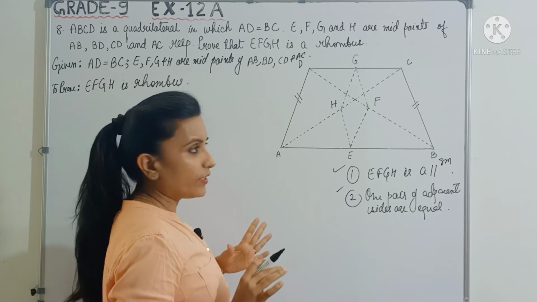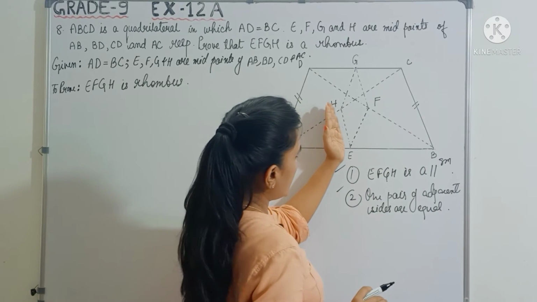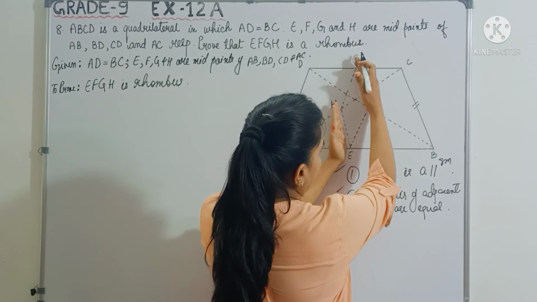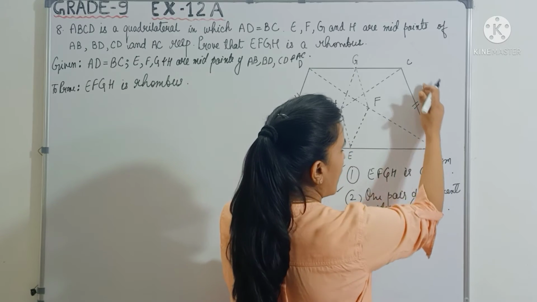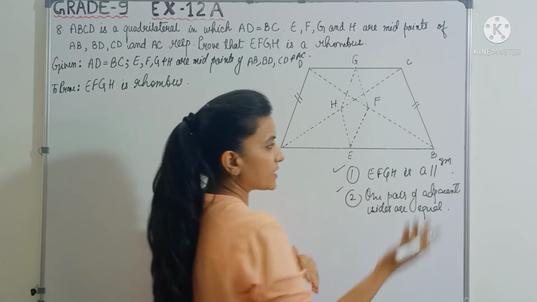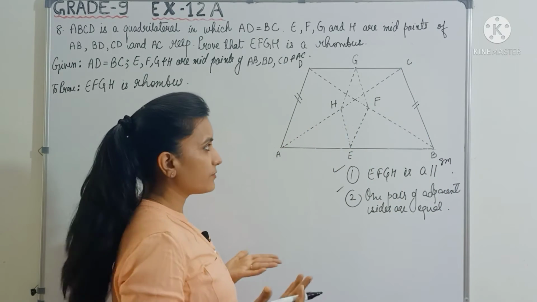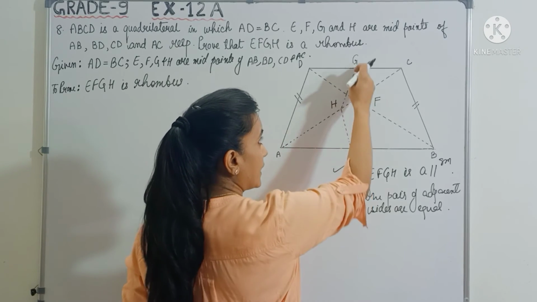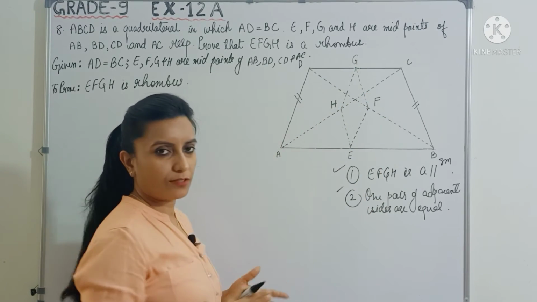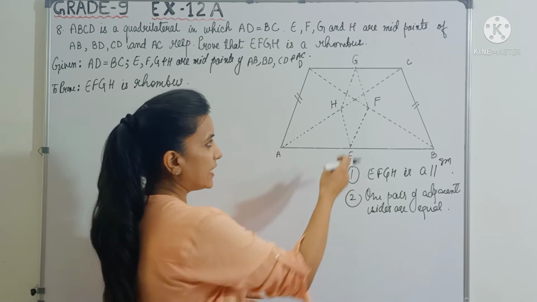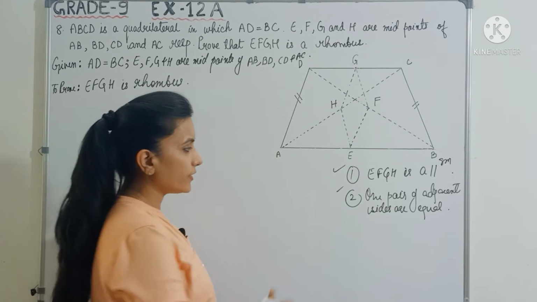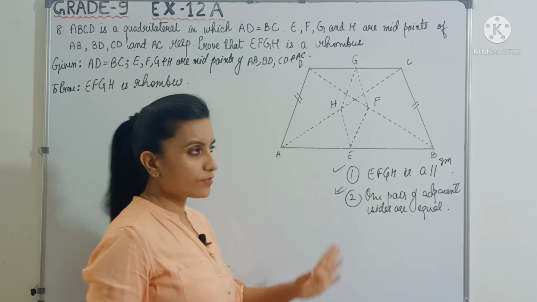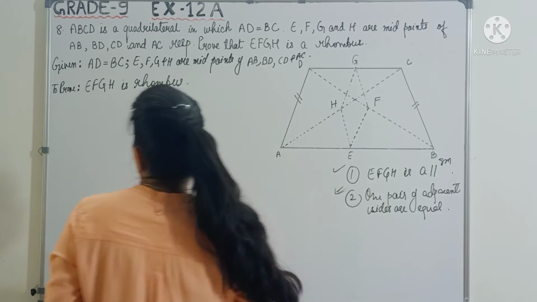So what we have shown, this HE and GF, these two are parallel and equal to half of the same line, which is BC. So this implies what? This implies that HE and GF are equal and parallel to each other. So we have shown that EFGH is a parallelogram. Alright, now the second part we'll do afterwards. First, let's write down this much.